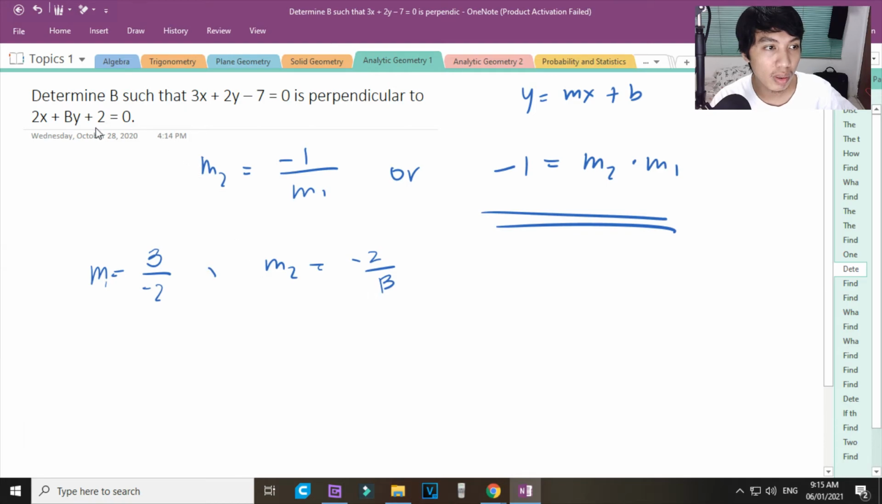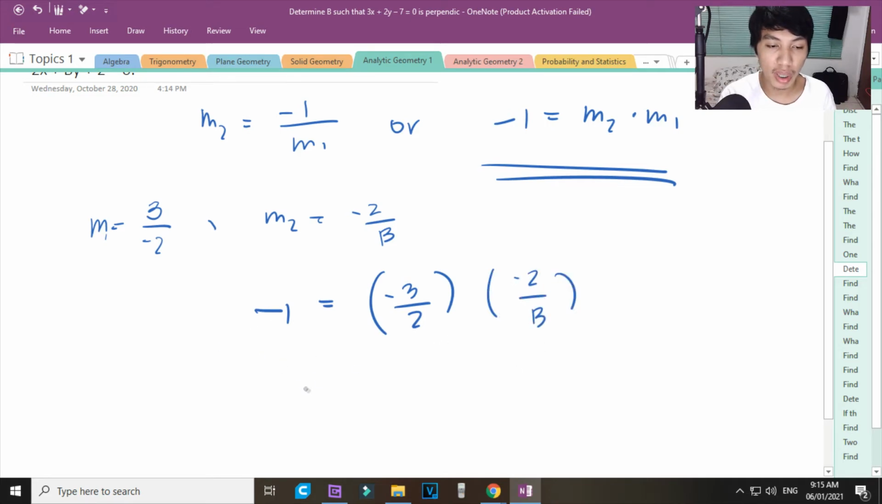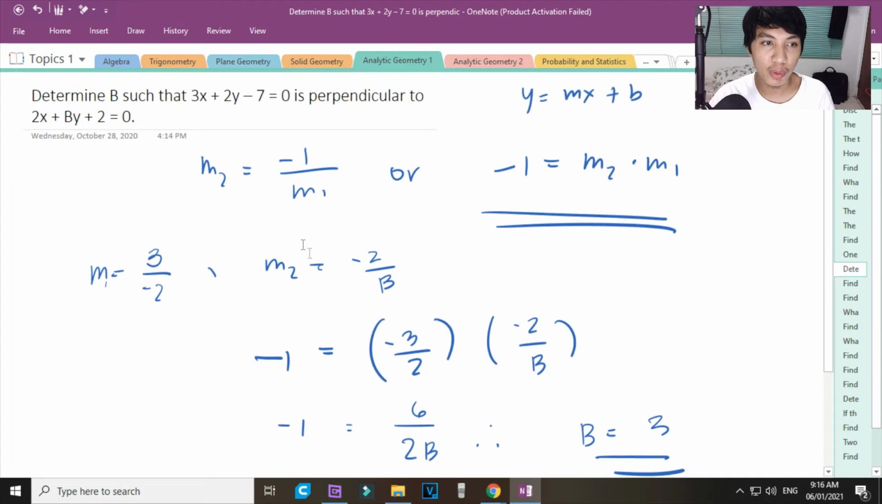Negative 2, tapos, so pwede na nating i-solve yung b. Equal to negative 1. Silang dalawa, parehas, di ba? M1, M2. So M1, negative 3 over 2, multiplied to negative 2 over b. Solve na natin. Negative 1. Bale, 3 times 2, that is positive na 6 over 2b. Therefore, b is equal to 3. Okay? That is for your b.